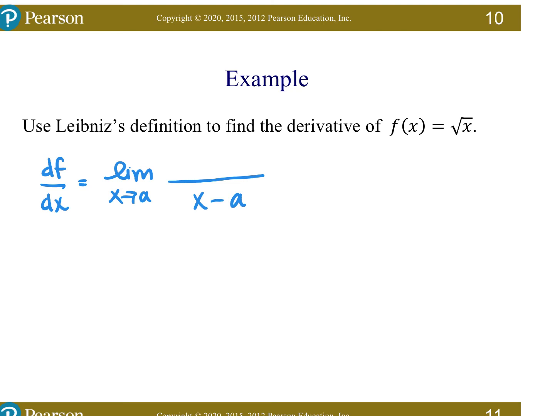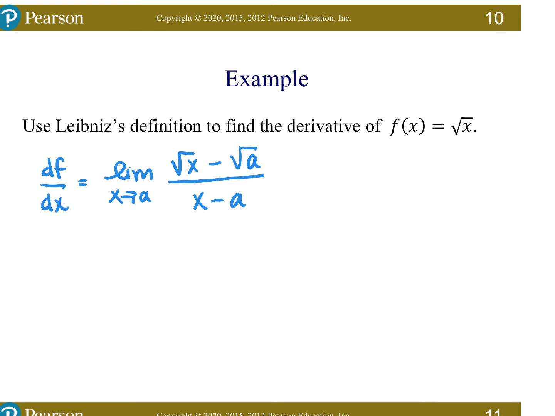Can x ever be a? No. Why not? Because then they would be right on top of each other. But what would happen mathematically if x and a were the same? I get 0 in the denominator, which I can't have, so it can approach, but not equal. All right, so I want to have f of x, which I already know is square root x, and then f of a, which is the square root of a.